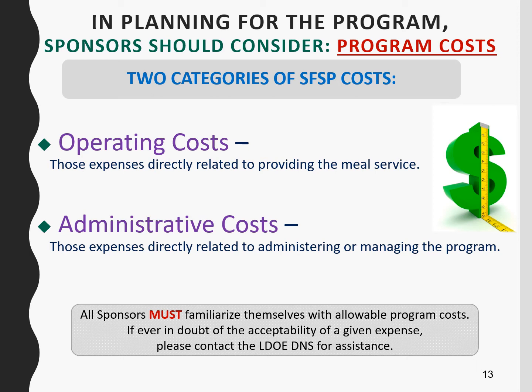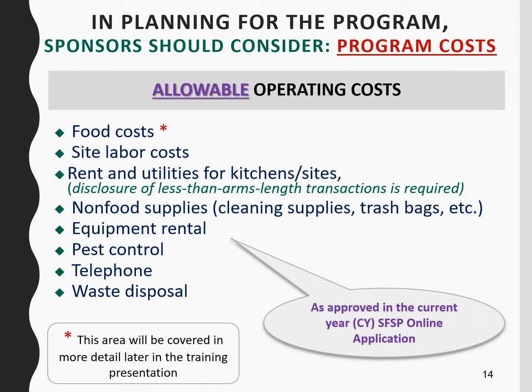All sponsors must familiarize themselves with allowable program costs. If ever in doubt of the acceptability of a given expense, please contact the LDOE DNS for assistance. Here are some examples of allowable operating costs. Food costs. This area will be covered in more detail later in the training presentation. Site labor cost, rent and utilities for kitchens or sites. However, disclosure of a less than arm's length transaction is required. Non-food supplies such as cleaning supplies, trash bags, etc. Equipment rental, pest control, telephone, and waste disposal.